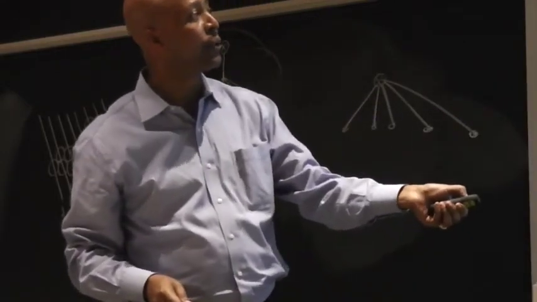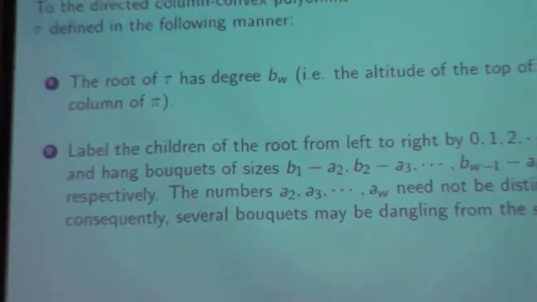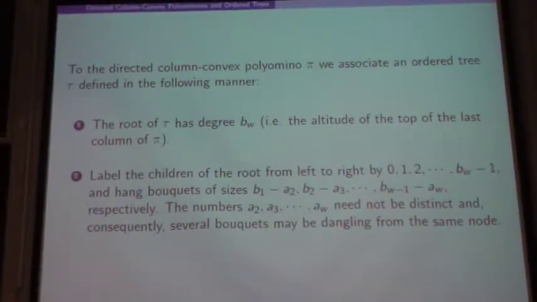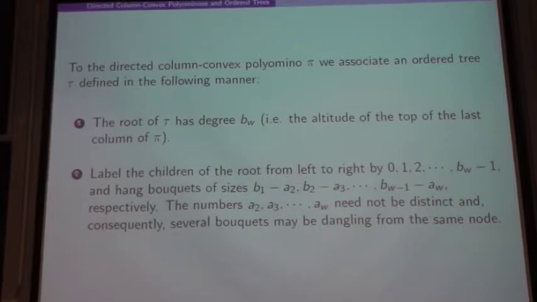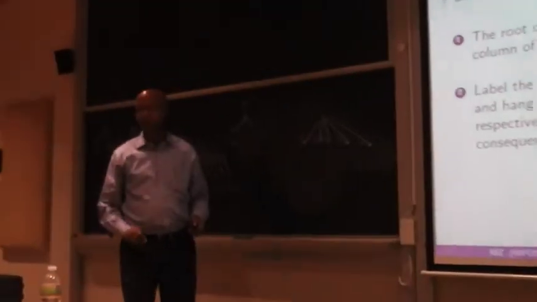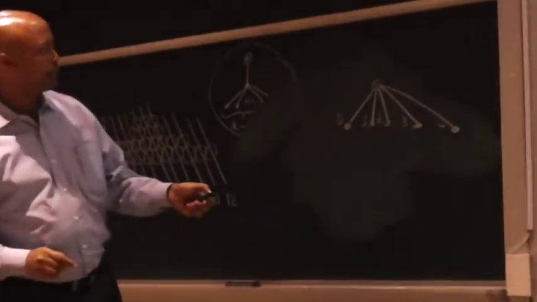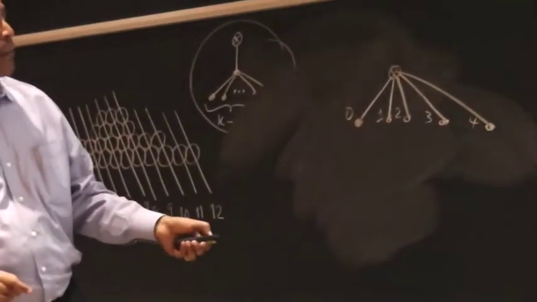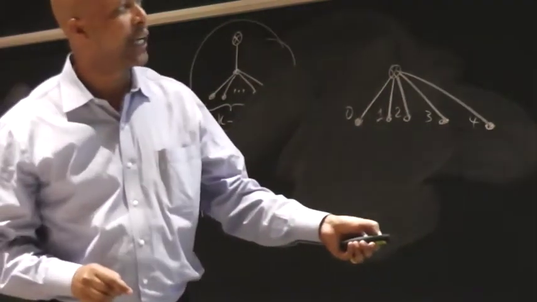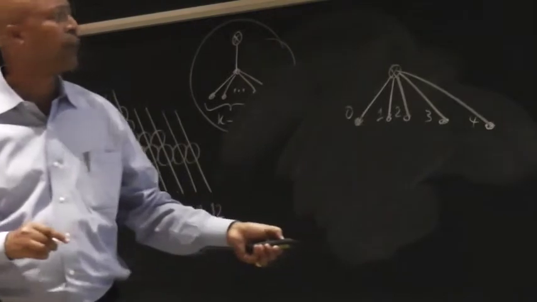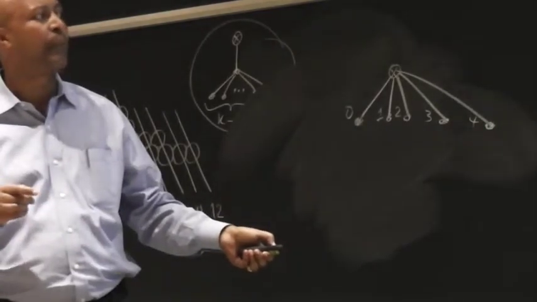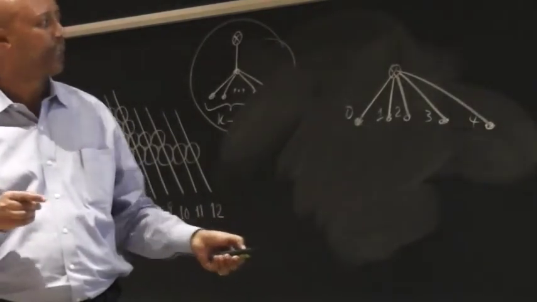Label the children of the root from left to right by 0, 1, and so on. Okay? So this is going to be labeled 0. This is 1. This is 2. This is 3. And this is going to be 4. You with me? Okay? And then the numbers, as you can see, are not distinct. So therefore, we may have bouquets that might be dangling from the same node.